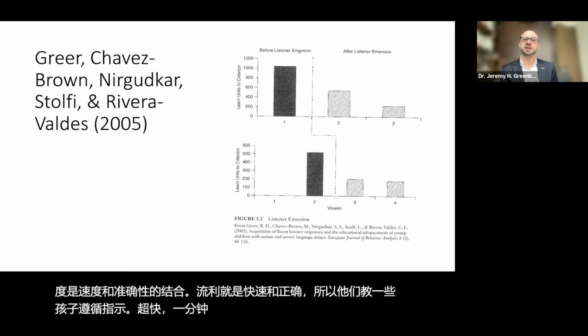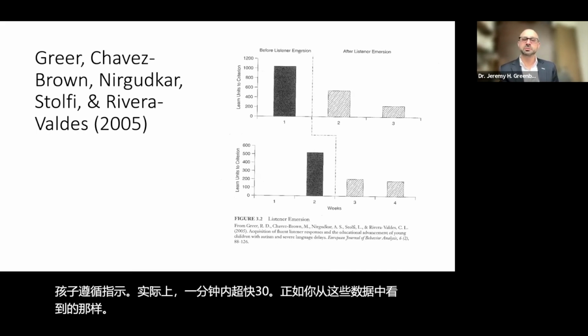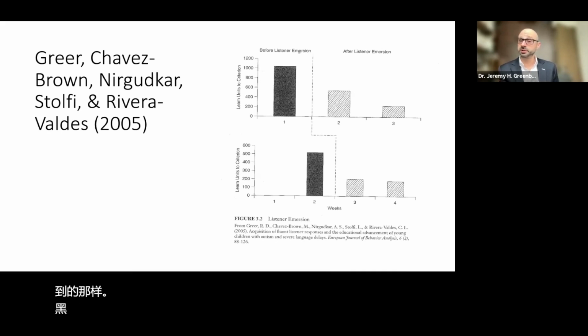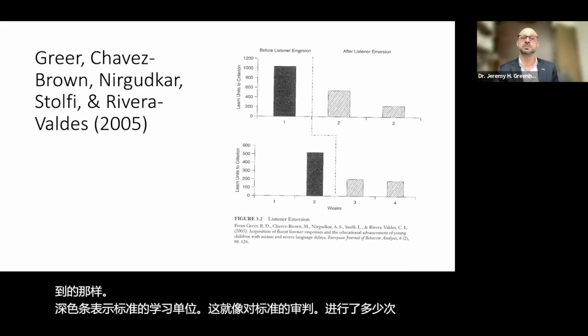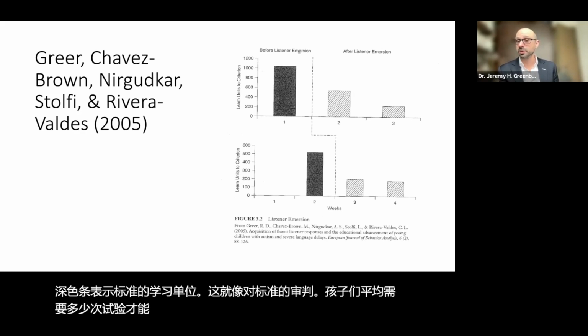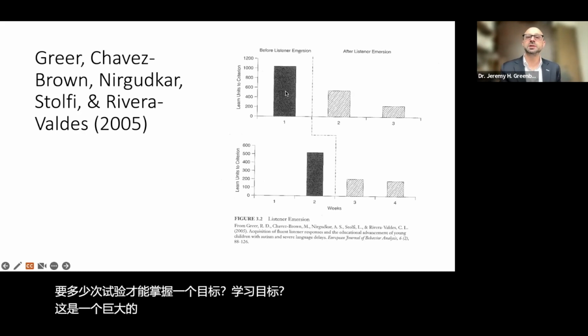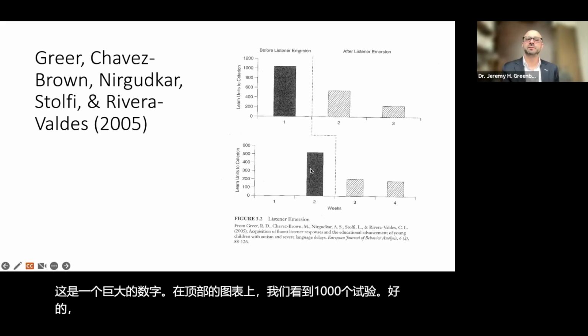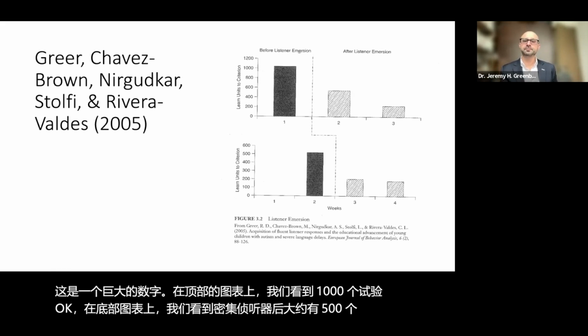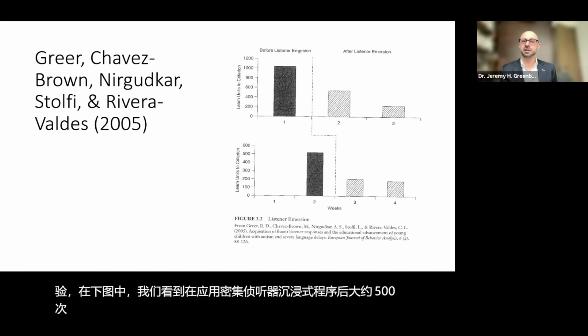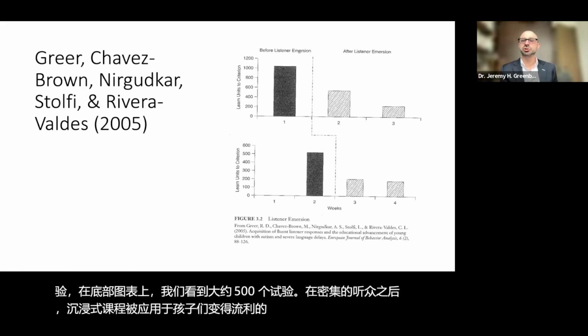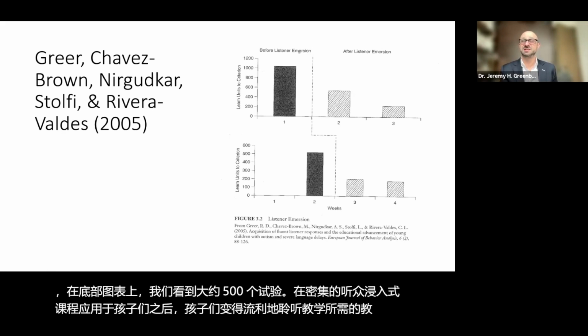And as you can see from these data, the dark bars represent learn units to criterion. That's like trials to criterion. How many trials did it take on average for the children to master a learning objective? It's a huge number. On the top graph here, we see like 1,000 trials, and on the bottom graph, we see about 500. After the intensive listener immersion program was applied and the children became fluent at listening, the amount of instruction needed to teach the children to mastery was basically cut in half.